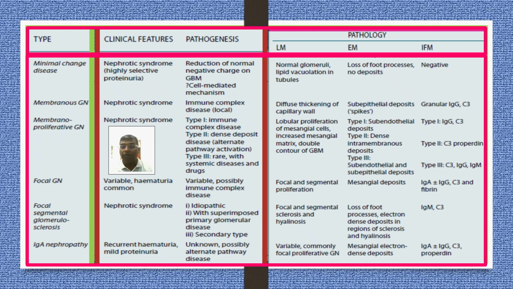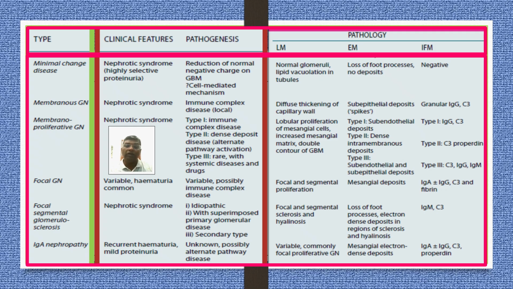And in membranoproliferative glomerulonephritis type 1, it is IgG deposits and C3 deposits. But in type 2, along with the C3, there will be properdin deposits also. In type 3 MPGN, C3, IgG and IgM deposits are also seen under the immunofluorescent microscopy.